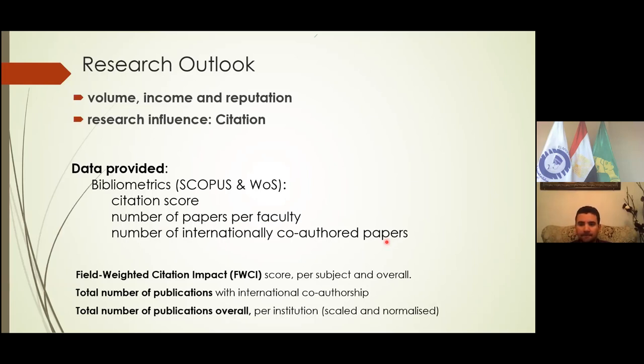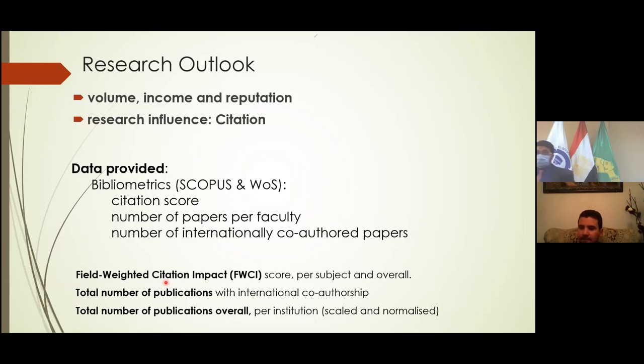Another important factor that we always talk about is the field weighted citation impact score. And this is very important because in previous times we had the impact factor. This journal has a very high impact factor in medical. I'm working in engineering, my impact factor is low. I'm working in maybe materials or something else, it's even lower. So how can we compare this?